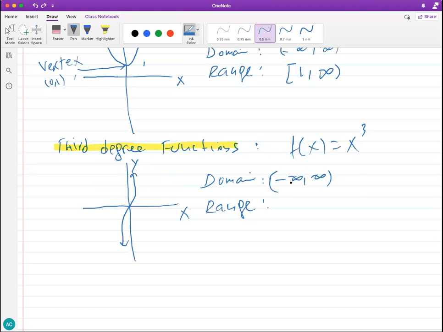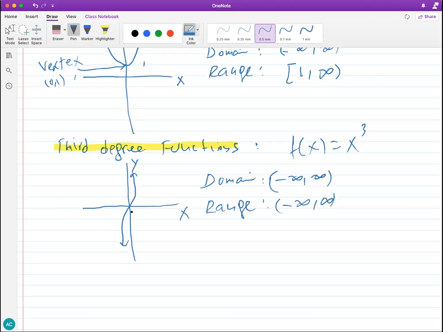So the domain is negative infinity to positive infinity. For the range, it's the same thing. So this is just like a straight line. They behave the same way. The domain and range both extend in both directions infinitely. So for that, negative infinity. So these kinds of shortcuts save you time to answer questions.